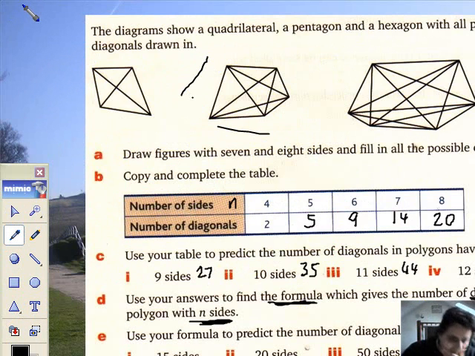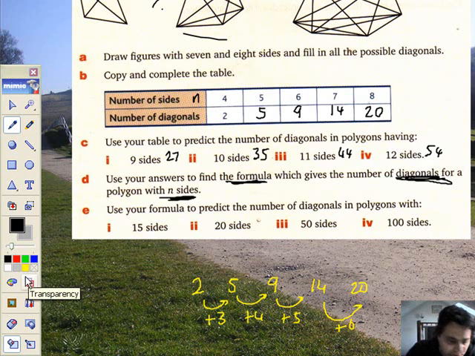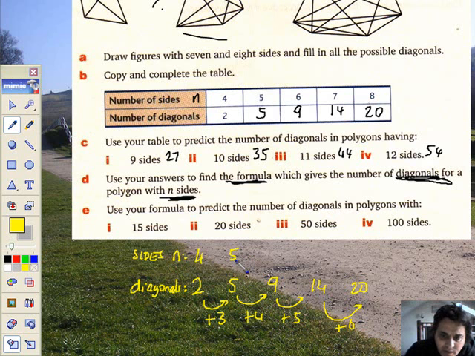So let's just try to do it like this. Alright, so these are the diagonals, and these are the number of sides. So this is my n value. Here I go. I've got 4, 5, 6, 7, and 8.